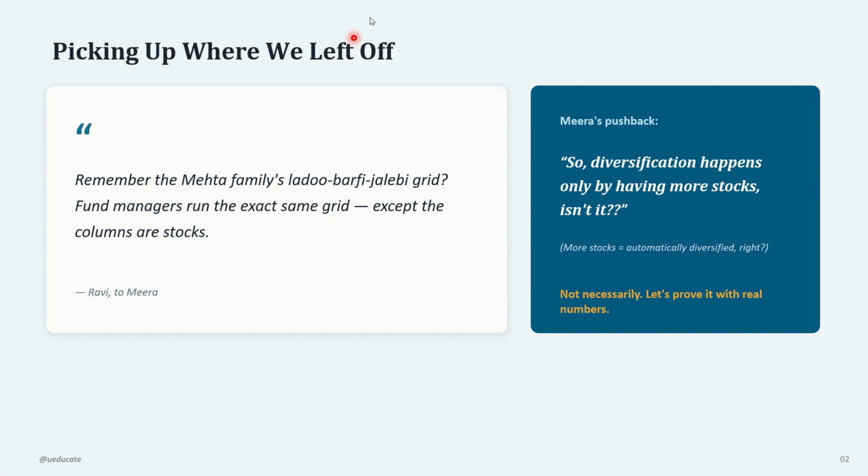So what does diversification mean at first? Diversification is spreading your money across different investments so that no single loss can hurt you too badly. It's the idea of don't put all your eggs in one basket. Diversification is not really about how many things you own. It's about how those things relate to each other. We will see this in this video.